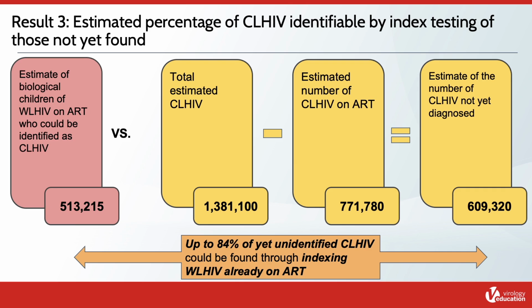We then compare this final estimation to UNAIDS' estimated treatment gap in CLHIV. UNAIDS estimates about 609,320 CLHIV in these 23 countries have not yet been diagnosed. Compared to our estimate, we see that there's potential to identify up to 84% of these yet to be identified or diagnosed CLHIV through index testing their biological mothers who are HIV positive already on ART.